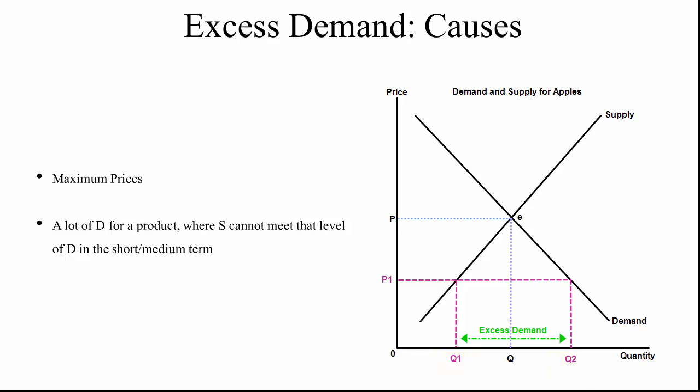Another cause of excess demand would be what we call a transition problem for the free market, where if there is a lot of demand for a product, in the short to medium term, supply may not be able to meet that level of demand, and therefore the amount of supply that's available in relation to that level of demand may mean that there is excess demand until the market adjusts and increases supply through the rationing function of price.